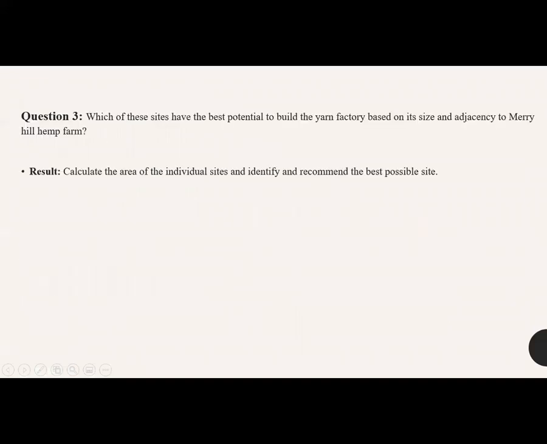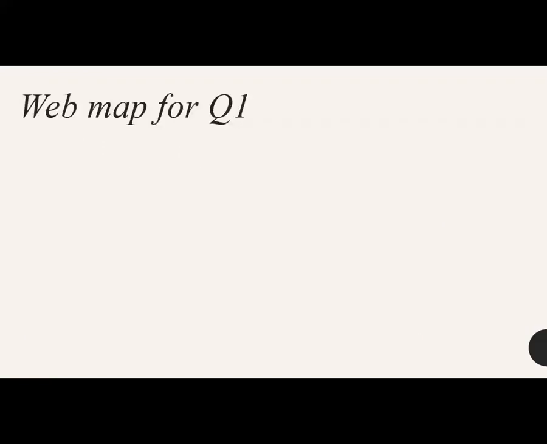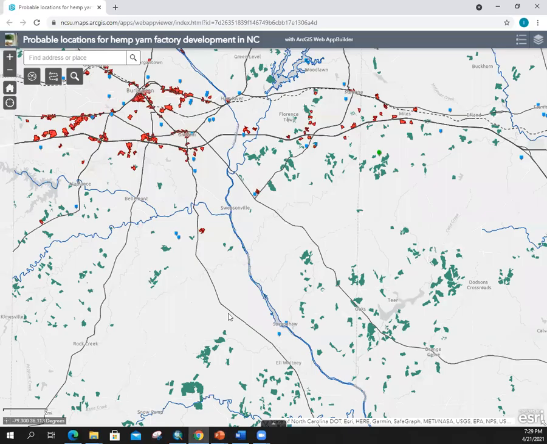Finally, the last and third question is to find the area of the individual sites, and based on that, recommend the best possible sites. For question 1, a web map was built, which is shown here.